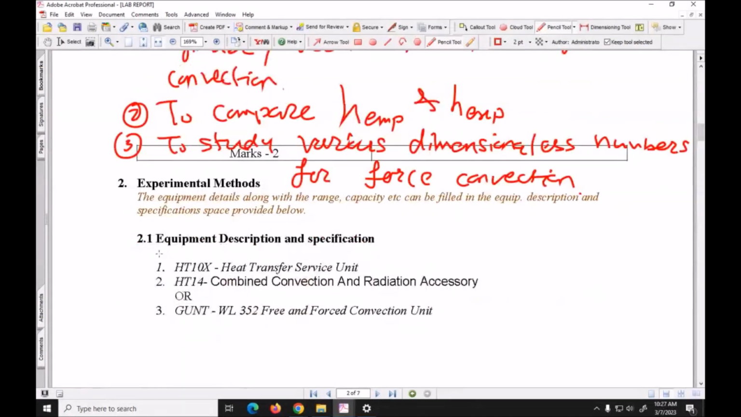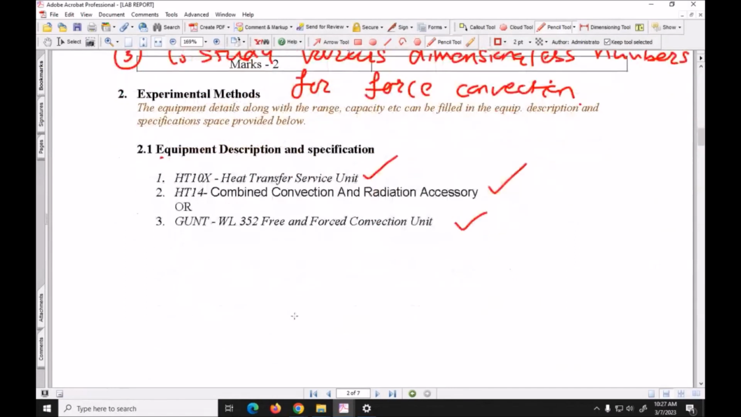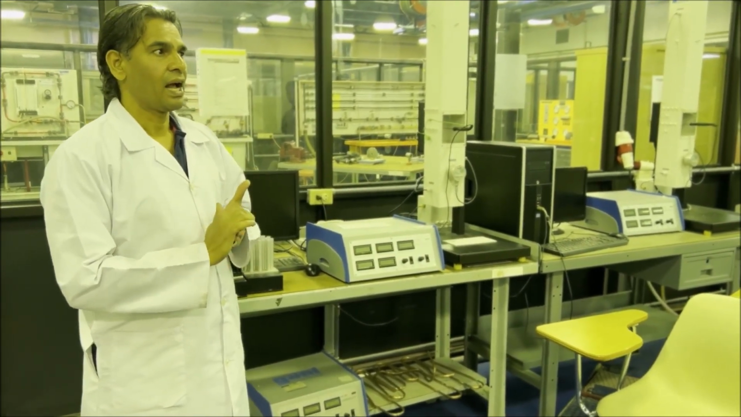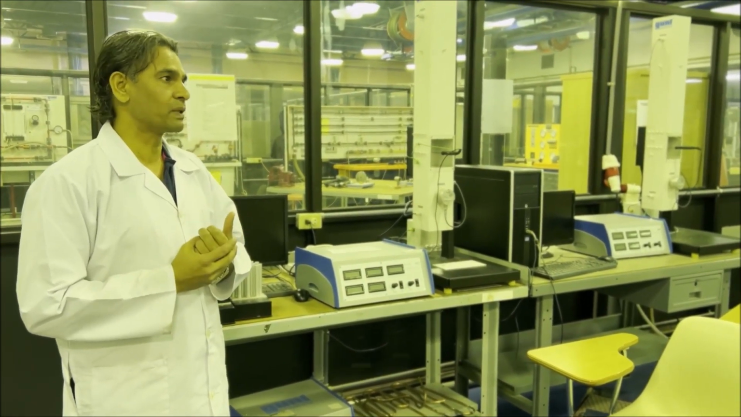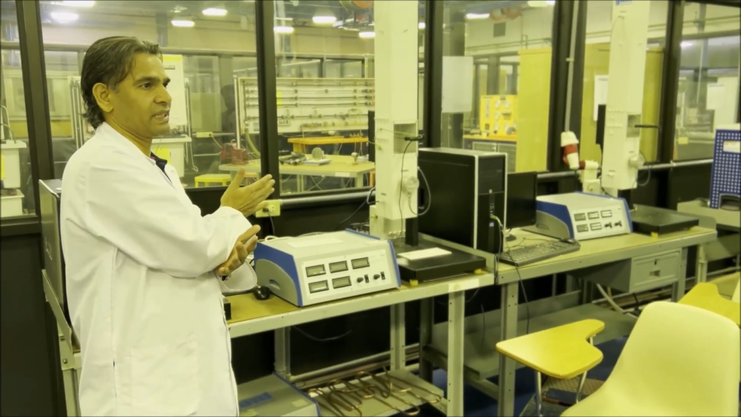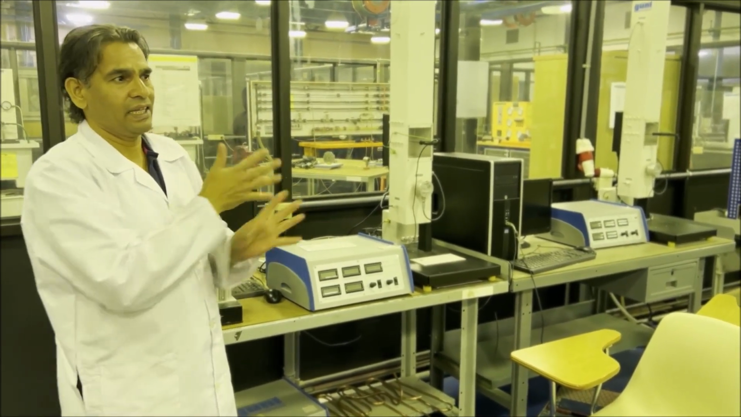Now we have two machines, as I explained, equipment description and specification. We have a heat transfer unit which is combined with a convection and radiation accessory by ARMFIELD, and another we have by GUNT. So we'll make two groups, one for ARMFIELD and one for GUNT. Today we are going to do forced convection, and we have two types of machine. One is a GUNT and one is ARMFIELD. Like free convection, which we did there, and forced convection here.